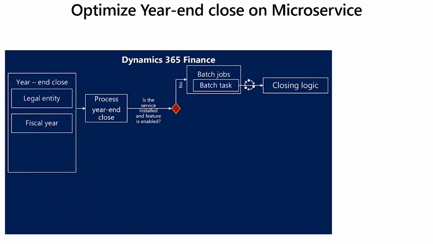So before I do a demo of this, let's talk a little bit about what is happening under the covers. Today, if you don't have the feature turned on, we talked about this a few slides back, when you start the process, we will take the legal entity and fiscal year, and we will start the process. But now we have a check that says, is the service installed and the feature enabled? If it's not, we'll still continue to go down the old path. We'll continue to create the batch jobs. This will all process within X++, just as it did in the past.